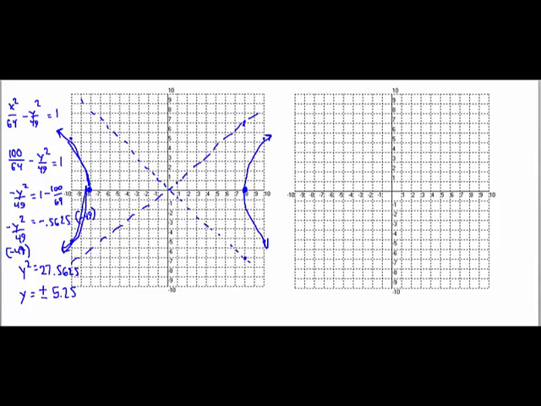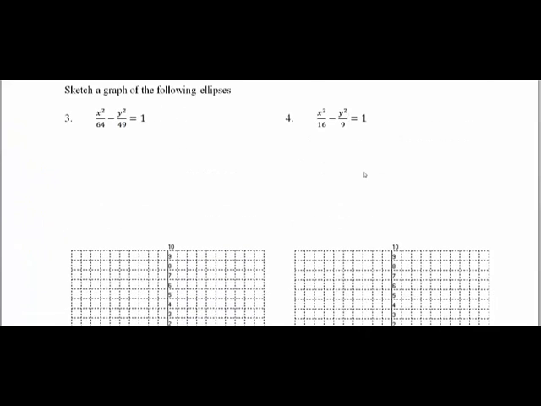Alright, so for my final problem, I'm going to now take a look at this example. This example here is x squared over 16 minus y squared over 9 is equal to 1. Alright, so my hyperbolas are going to be opening up like this, and my asymptote lines are going to crisscross, and I am going to now find my intercepts.